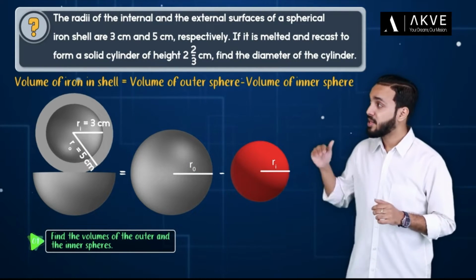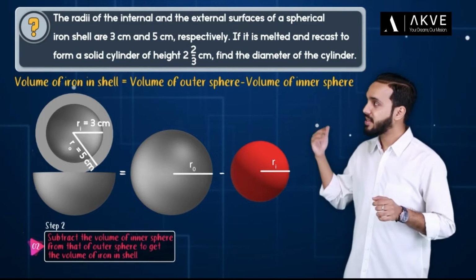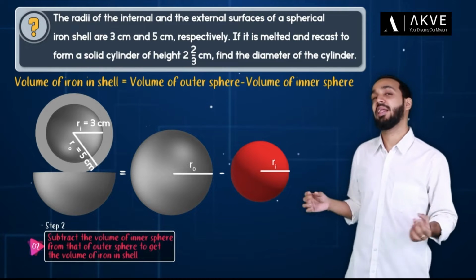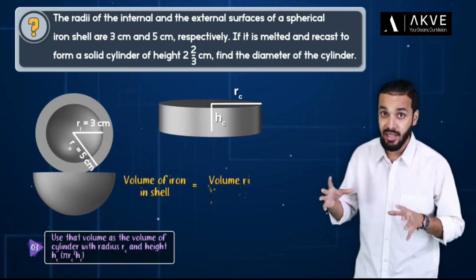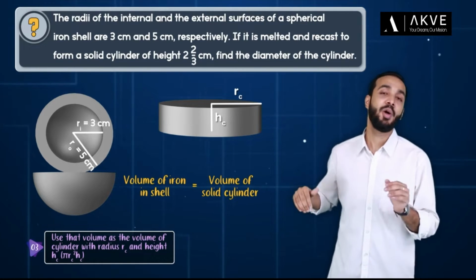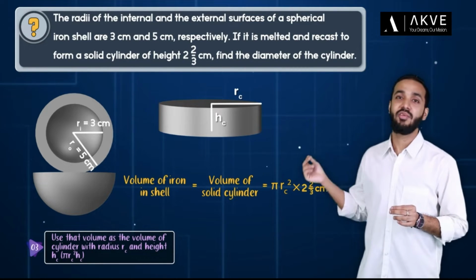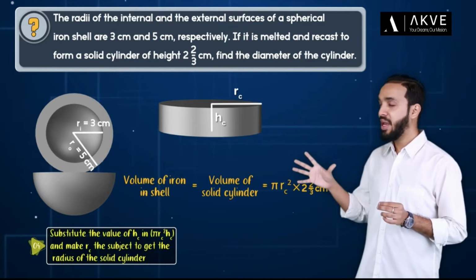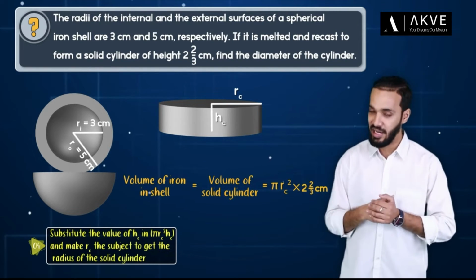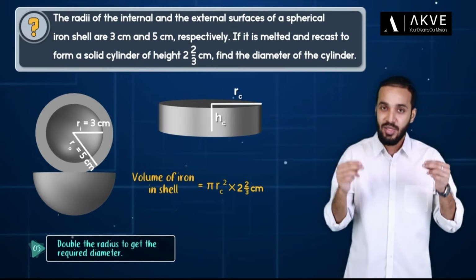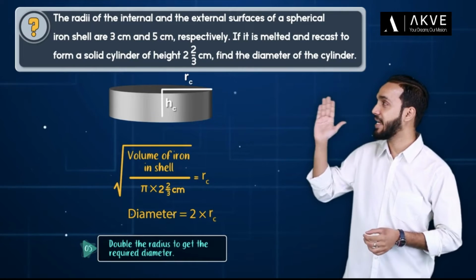Let's list down the steps. First, we find the volumes of the outer sphere and the inner sphere. Then, we subtract the latter from the former to get the required volume of iron. Next, we use this volume of iron as the volume of the cylinder with radius Rc and height Hc. We substitute the value of Hc and make Rc the subject of the equation to get the radius of the cylinder. The final step is to just double the obtained value of Rc to get the required diameter.